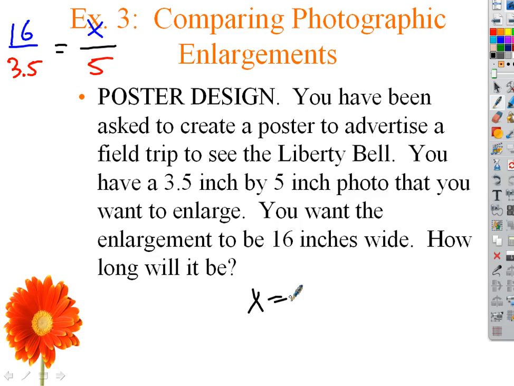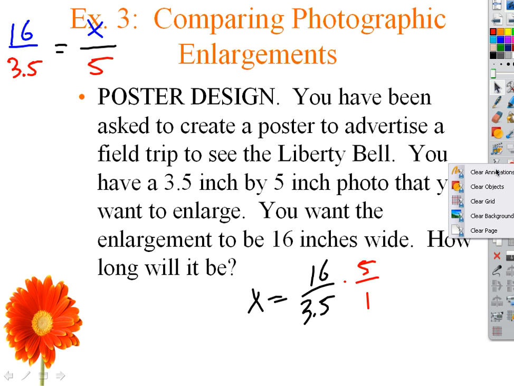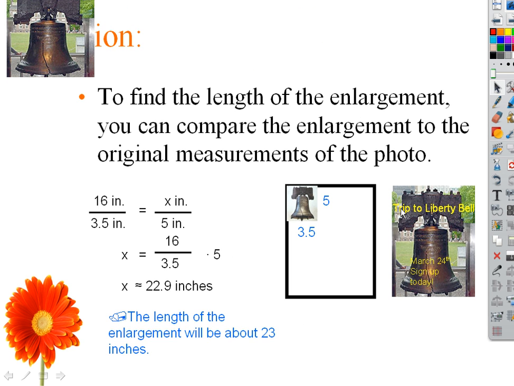X equals my original ratio on the left, 16 over 3.5 times 5 over 1. That's my answer. So 80 over 3.5, which if I divide that out, that's going to give me 22.8 something, so about 22.9, roughly, approximately. Okay?